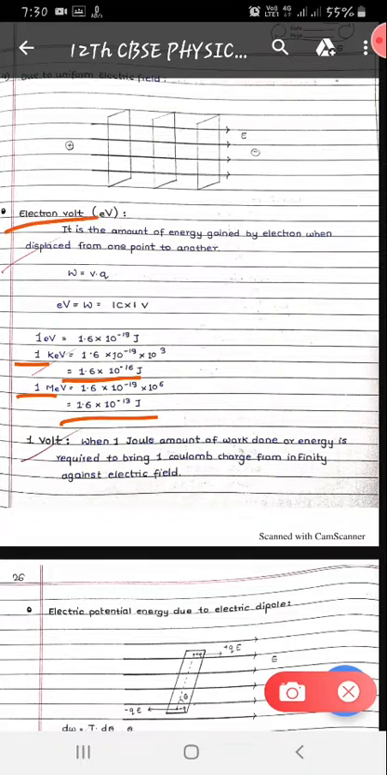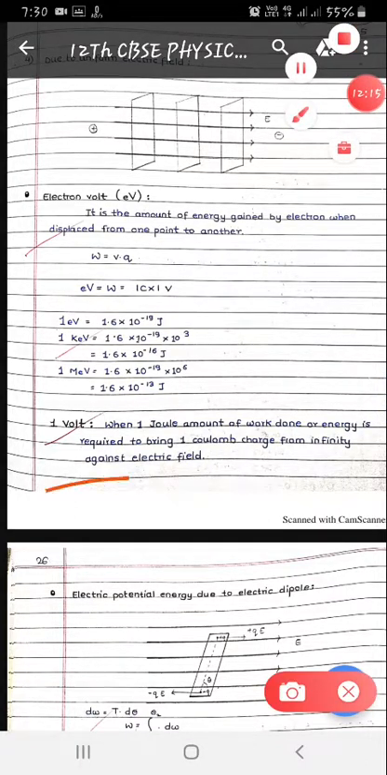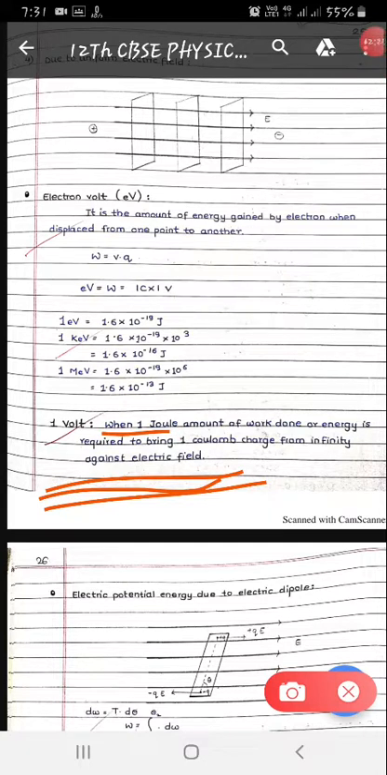So once again, my dear students, electron volt is the amount of energy gained by an electron when it is displaced from one point to another point. So what is 1 volt? 1 volt is when 1 joule of work done or energy is required to bring 1 coulomb charge from infinity against the electric field. This is a very simple definition, my dear students. If you know the definition of electric potential, then 1 volt is very easy for you. Once again, it is 1 joule of work done or energy required to bring 1 coulomb charge from infinity against the electric field.